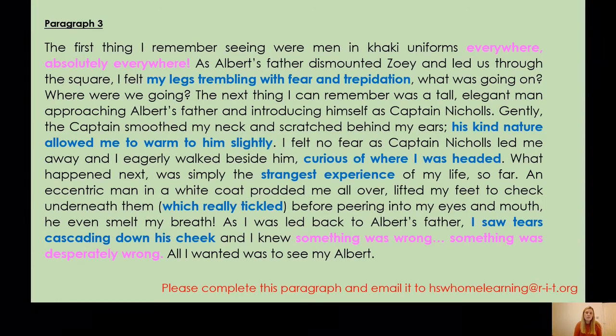As you'll see, some words are highlighted in blue. These words show us how Joey's feeling throughout the paragraph, such as my legs trembling with fear and trepidation and curious of where I was headed. We're going to make sure we include lots and lots of different emotion within this paragraph. You'll also see that some writing is in pink. Everywhere, absolutely everywhere, and something was wrong, something was desperately wrong.